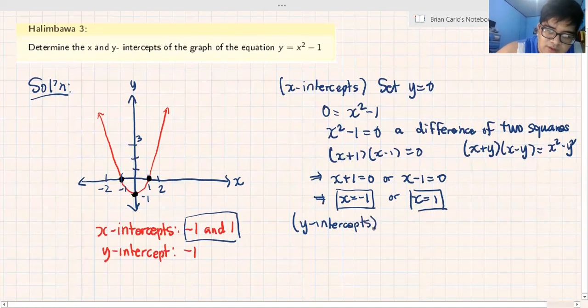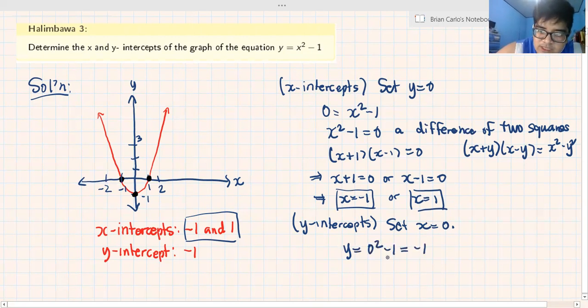Ngayon, let's have the y-intercepts. Set x be equal to 0. Paano? Ngayon, y is equal to x squared minus 1, di ba? So, 0 squared minus 1 or negative 1. Sino yan? Y is equal to negative 1. Sino ito? Ito. So, visually, nakikita natin, yan ang x and y intercepts ng graph na yun.